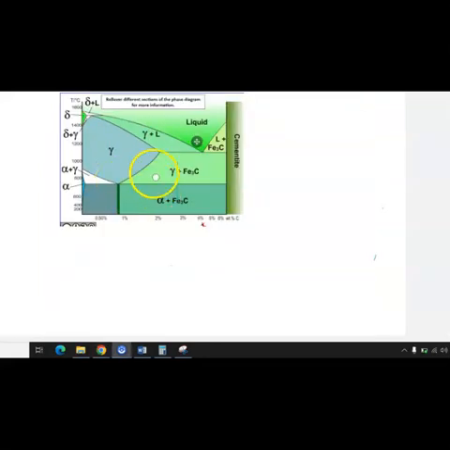Iron has really good properties. So why don't we keep austenite at room temperature? As you cool down, austenite will convert. And suddenly I will quench it. So I won't give enough time to convert.